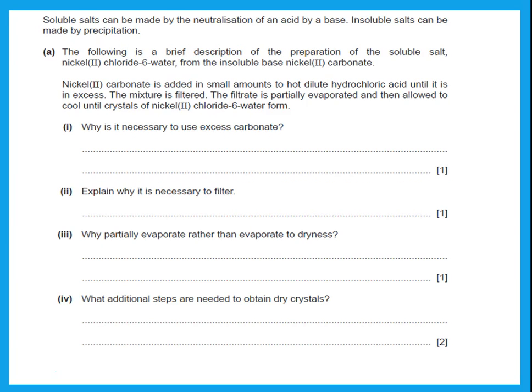Okay. Soluble salts can be made by neutralization of an acid by a base. Insoluble salts can be made by precipitation. The following is a brief description of the preparation of a soluble salt.